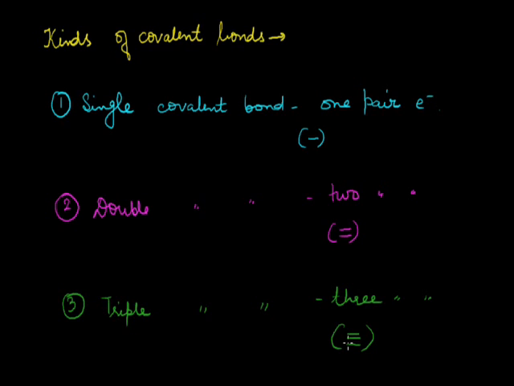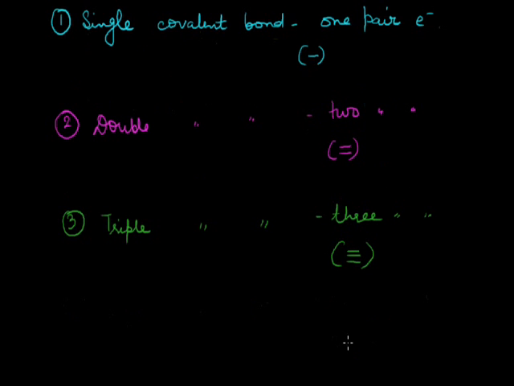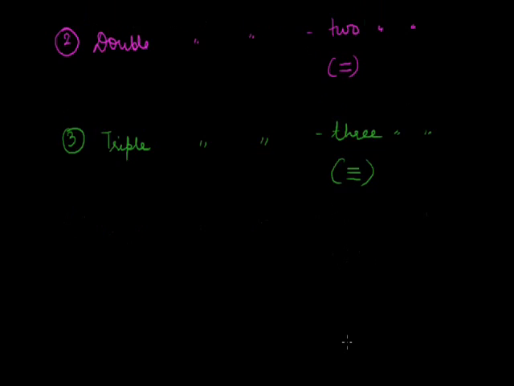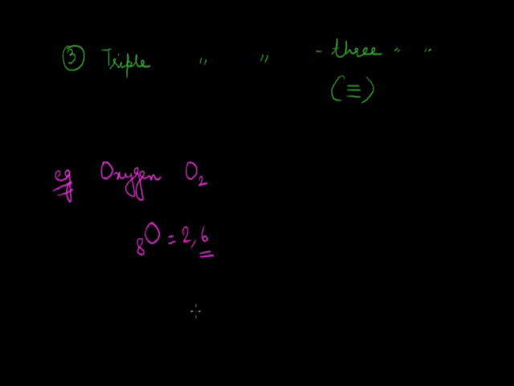Single covalent bond, we've already seen the examples of hydrogen molecule, chlorine molecule, hydrogen chloride compound and methane also, right? So we'll take an example of double covalent bond. Double covalent bond, for example, oxygen molecule, whose formula is O2. Oxygen atomic number is 8, configuration is 2 6. It has 6 valence electrons. To complete its octet, it requires 2 more electrons. So it will form bond with another oxygen atom.